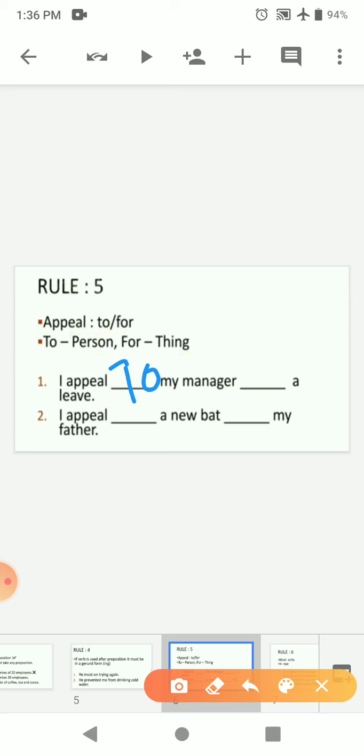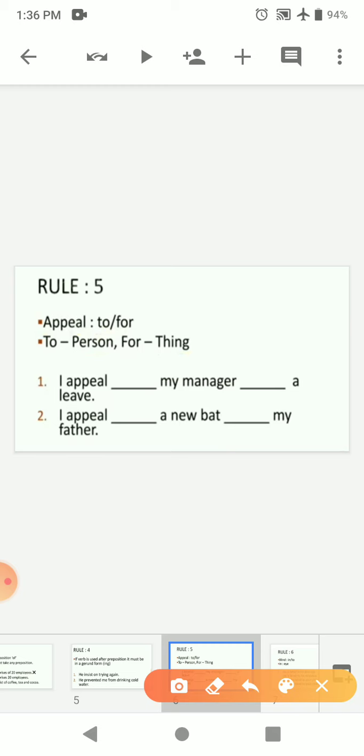So for a person we use to. I appeal to my manager dash a leave. Leave here is a thing. For what? I'm appealing him for what? I'm appealing for a thing, and whenever we are appealing for a thing, we use preposition for.